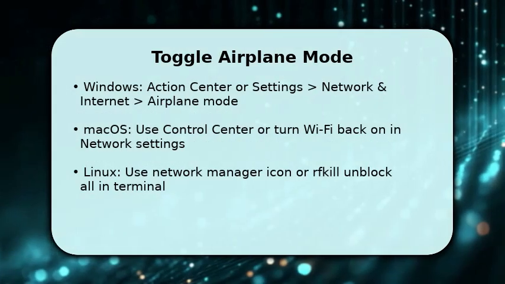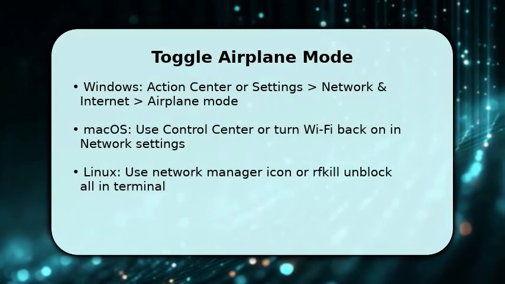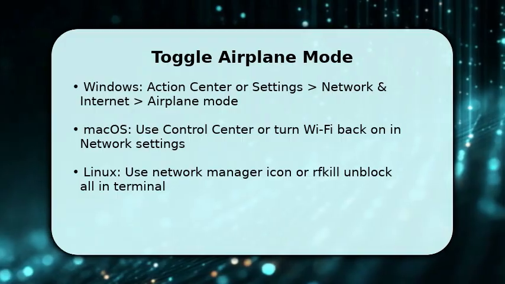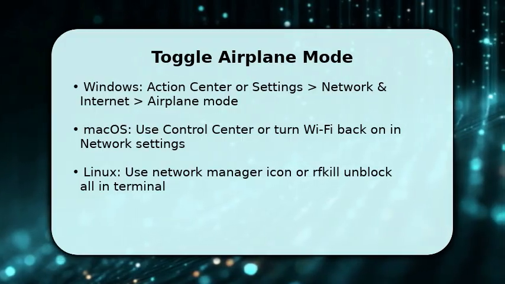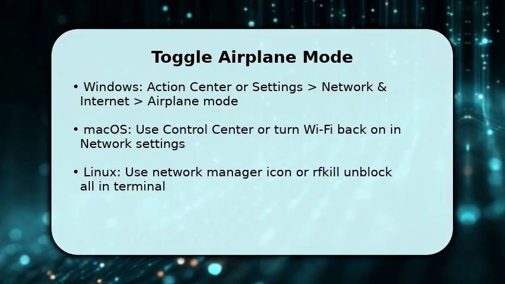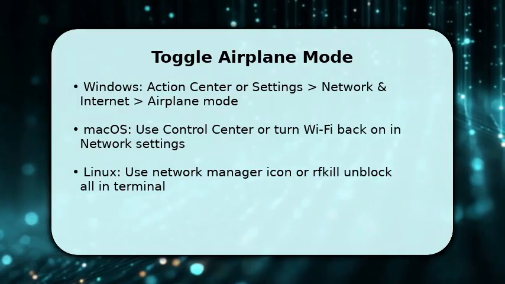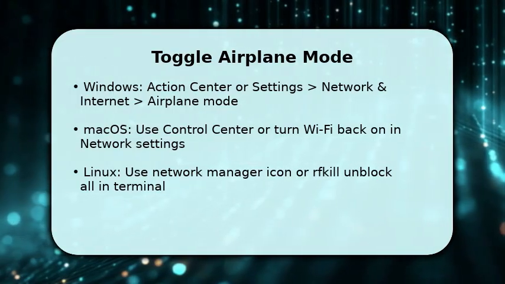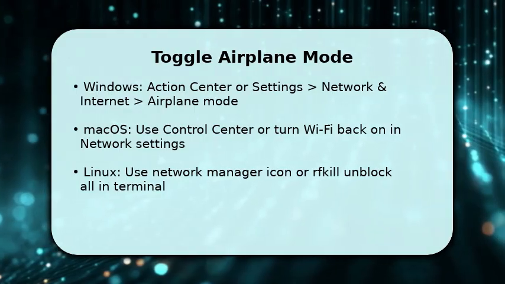On Windows, click the Action Center icon or press Windows plus A, then click the Airplane Mode tile. Alternatively, go to Settings, Network and Internet, Airplane Mode and switch it off. On macOS, open Control Center and toggle Wi-Fi on, or visit System Preferences, Network and re-enable the adapter.